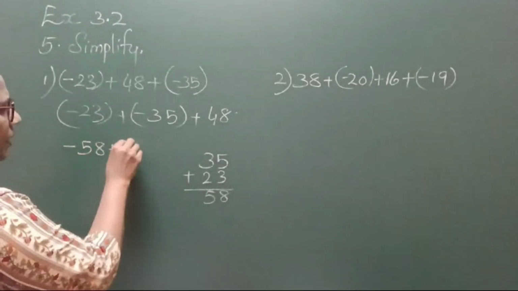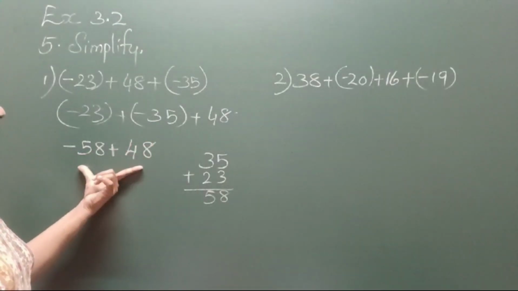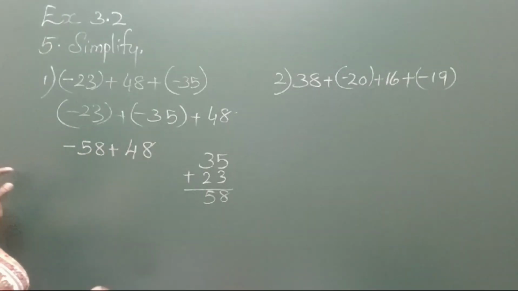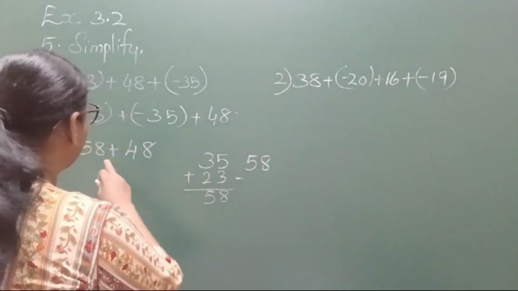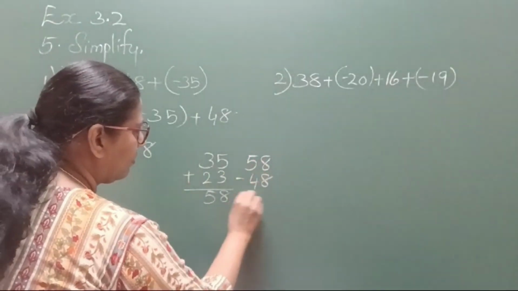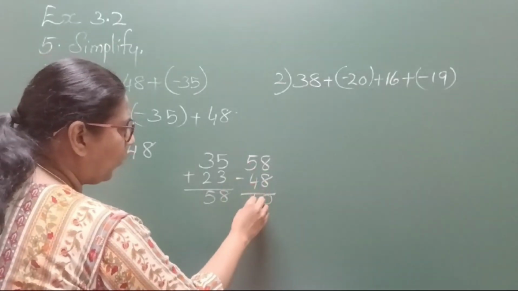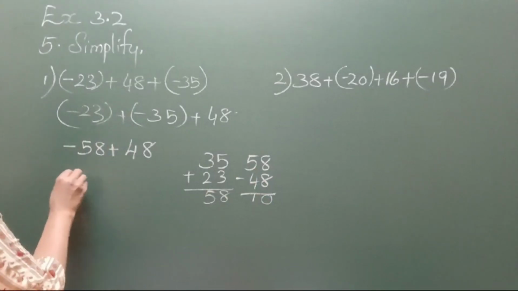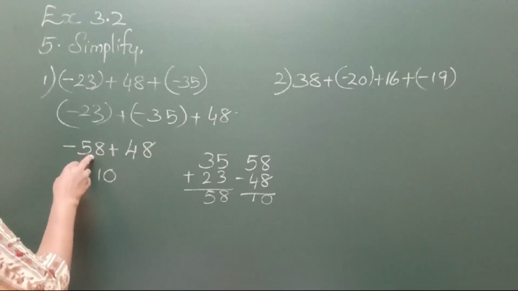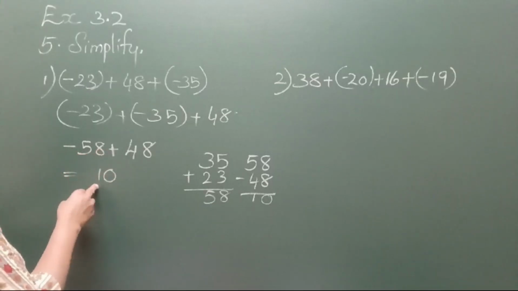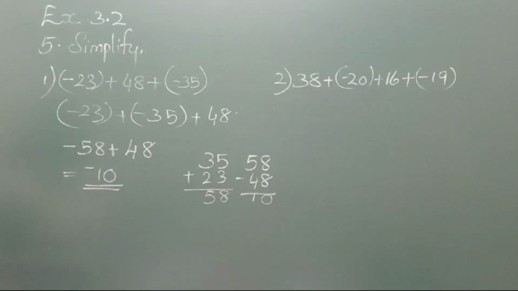Then we'll do this 48. Here there are two different integers. In that case, we have to find the difference. So 58 minus 48. 8 minus 8 is equal to 0. 5 minus 4 is equal to 1. So we got the answer 10. But we have to give the sign of the greater number. Here the greater number is minus 58, so the answer's sign will be minus. So minus 10 is our answer.